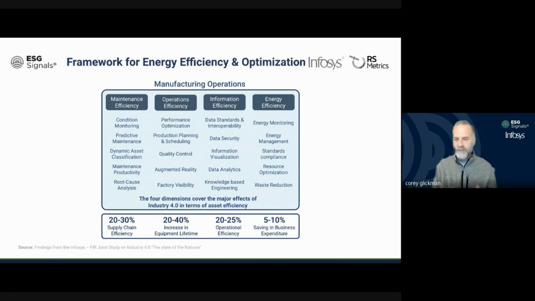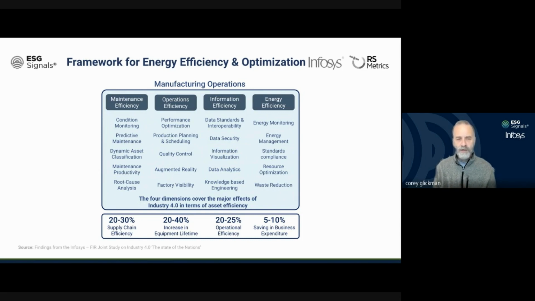I can classify my assets. I can understand root cause analysis when there are anomalies that happen in every system. And I also understand what the maintenance productivity is. And what we've seen over a large swath of these clients is that on average, we see a 20 to 30% supply chain efficiency take place. Those are hard, realistic numbers that are provable because the data is there.